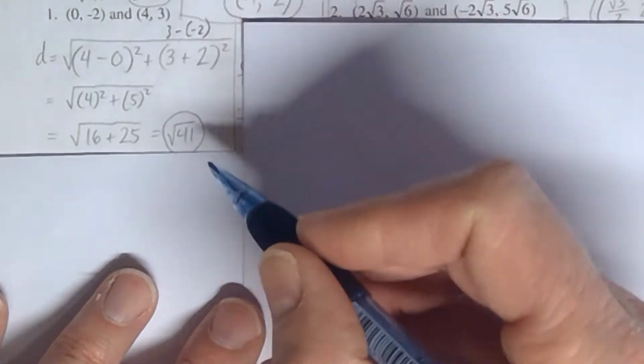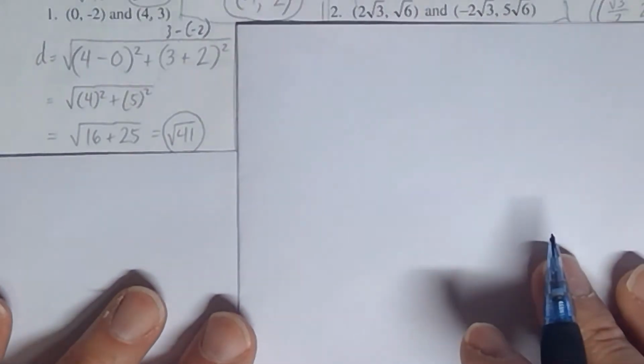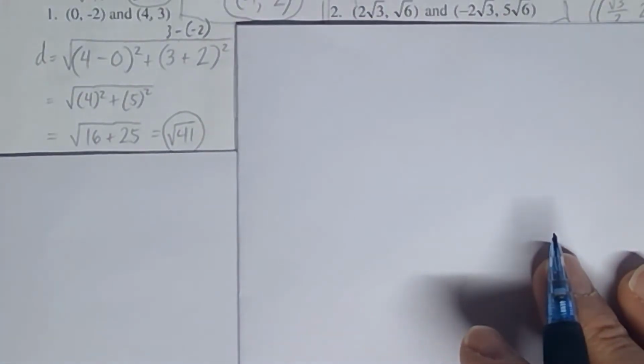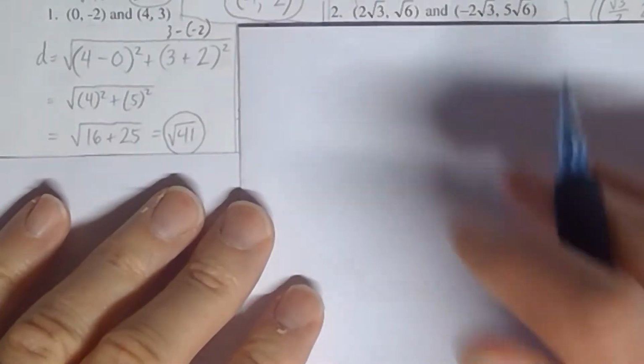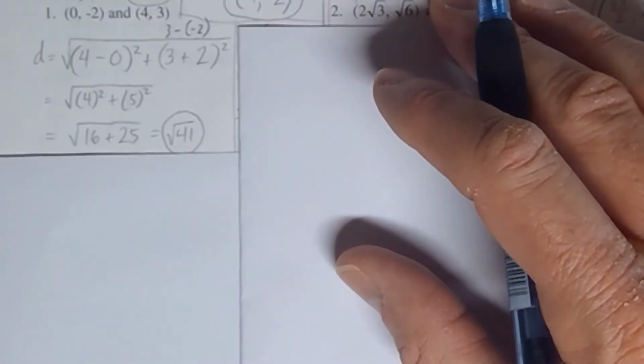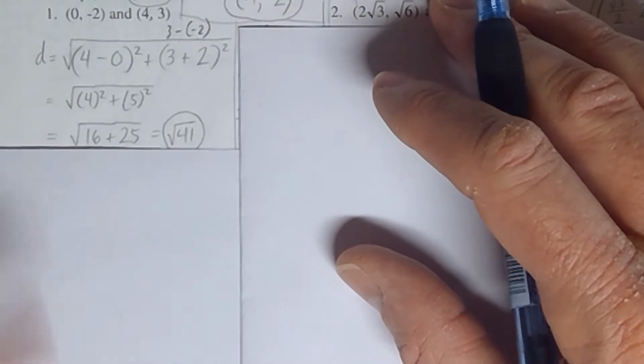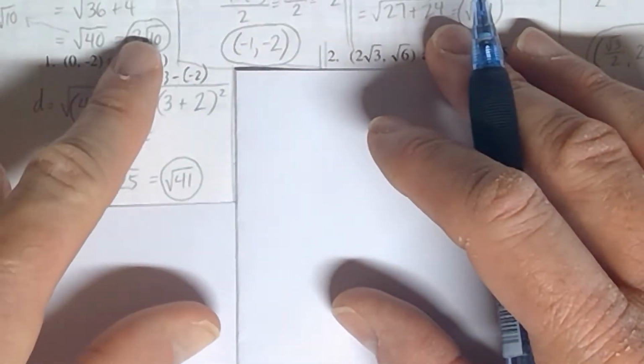And the reason why I circled that answer is because I can't simplify that radical. If I could, then I would have. All right, and I would have taken it one step further in the problem, like I did in problem A up here when it changed to 2 rad 10.